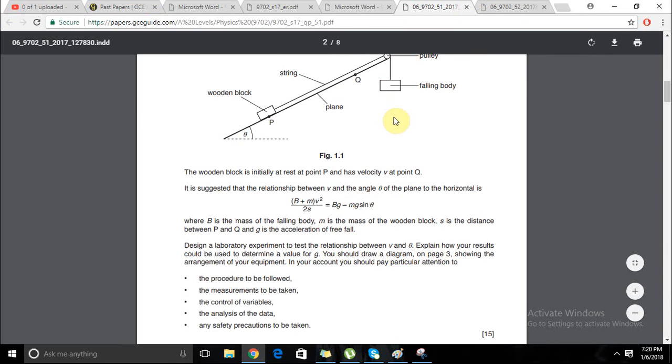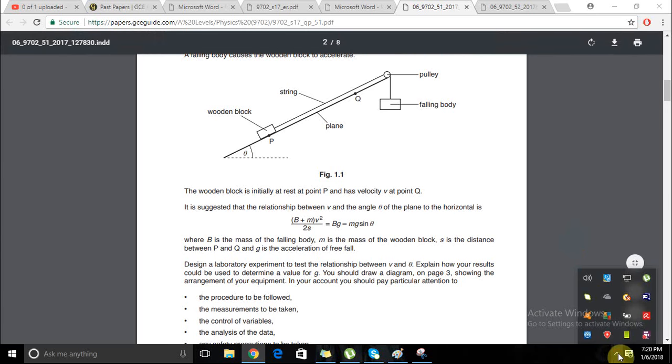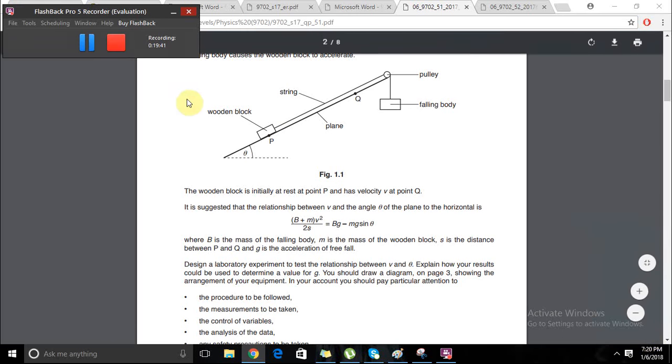Any sort of safety precaution, well, this falling body might hit something, so you can have a sand tray over there. You may actually draw it in the diagram, for the ease of others. So I'll be pausing this, go over this, see if there's something you'd want me to add, and then we'll go over this together.